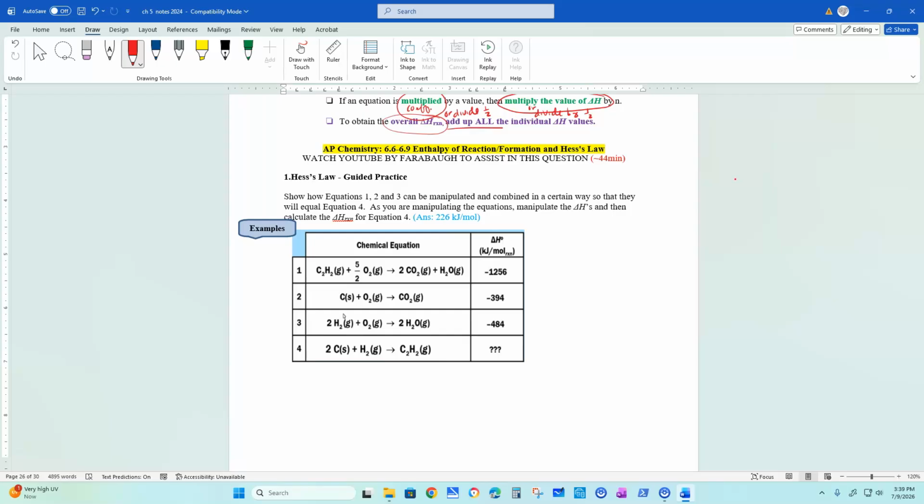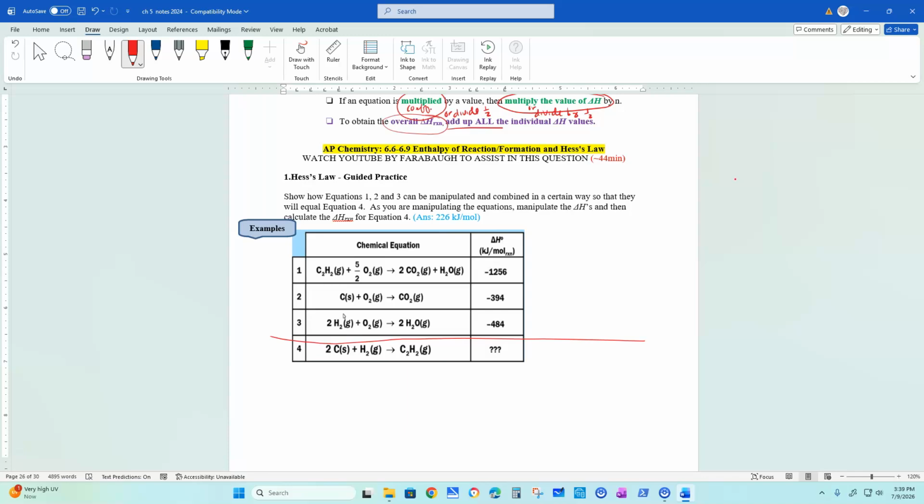AP type of question: show how equations 1, 2, and 3 can be manipulated and combined in a certain way so that it equals equation 4. So if I want to take these three equations and get this final delta H value, how can I manipulate them and combine them to get that overall? As you are manipulating the equation, manipulate the delta H's and calculate delta H reaction.